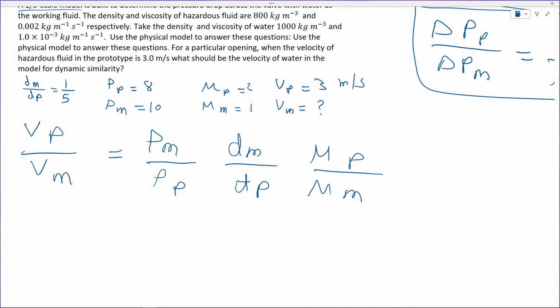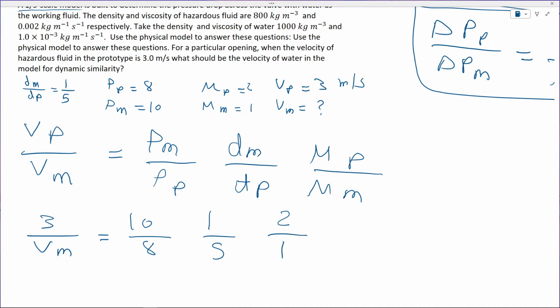Let's just substitute what we have here. We have 3 over Vm. What is the ratio of the density of model to prototype? That's like 10 to 8. And what is the ratio of d model over d prototype? That's 1 to 5. And what's the ratio of mu prototype to mu model? That's 2 to 1.